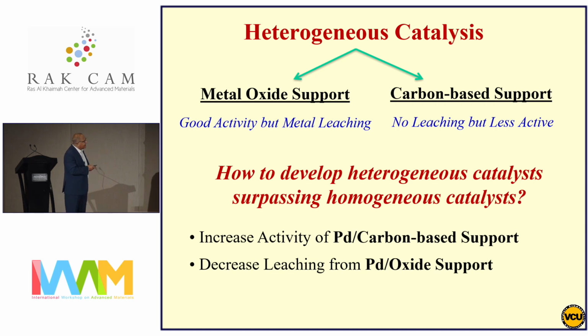So the goal, and this is actually what we became interested in, is how we develop a heterogeneous catalyst system that can actually exceed, surpass, the activity of homogeneous catalyst. In other words, what we want to do is increase the activity of palladium on carbon-based support and decrease the leaching from palladium on oxide-type support. So I'm going to go through the early work that we did here, and then continue with what we developed recently and what we continue to do.